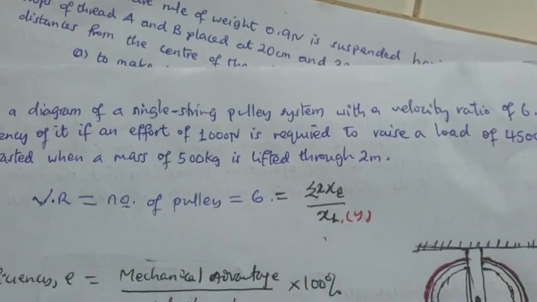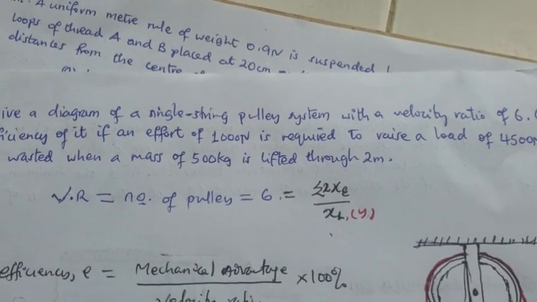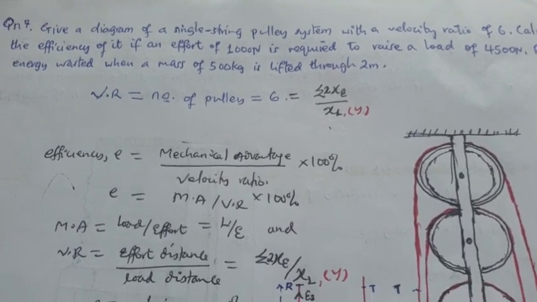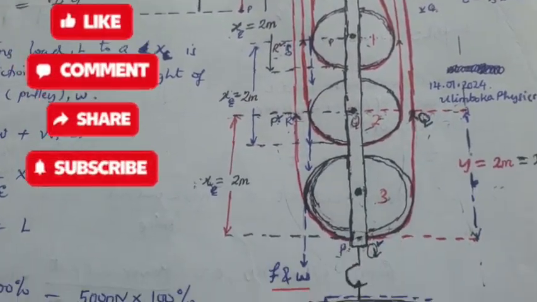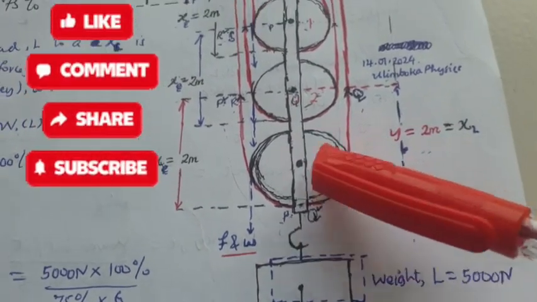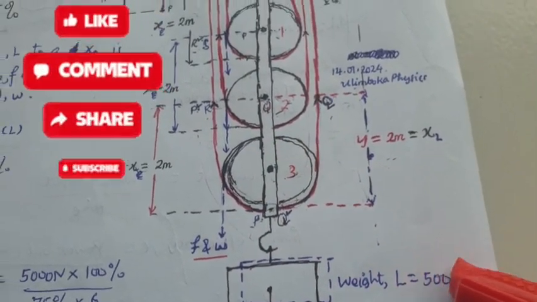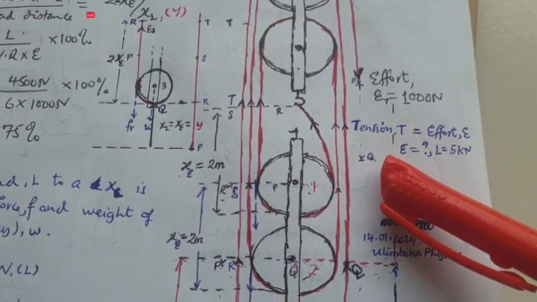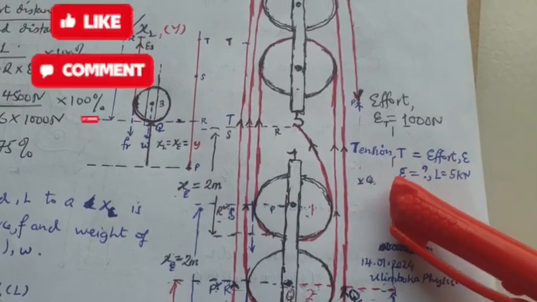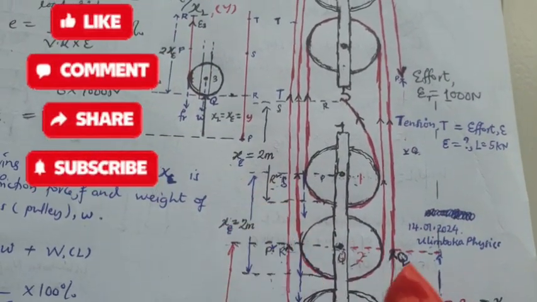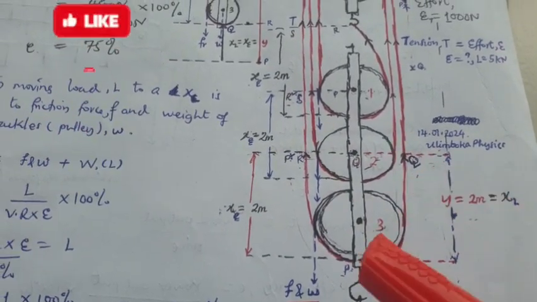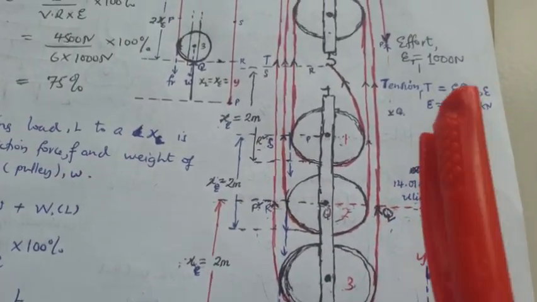Now the other part: we are asked to find the energy wasted in order to move a mass of 5 kilograms through a distance of 2 meters. We know that the distance moved by this load is 2 meters, and this load is equal to 5,000 newtons. We must first find the effort required to raise this 5,000 newton weight of a particular object. This object is another object that moves a distance of 2 meters.